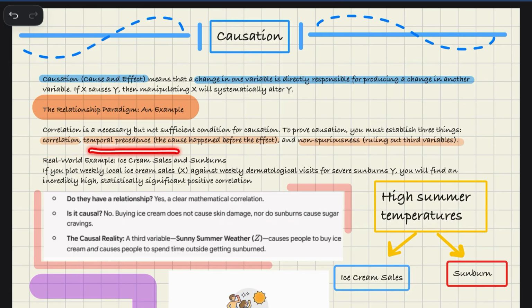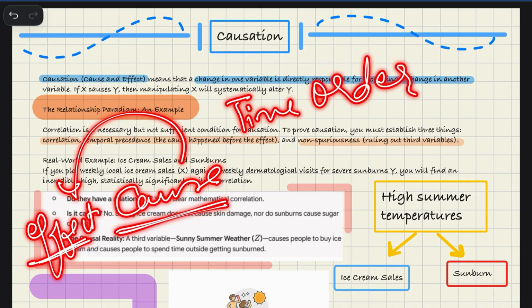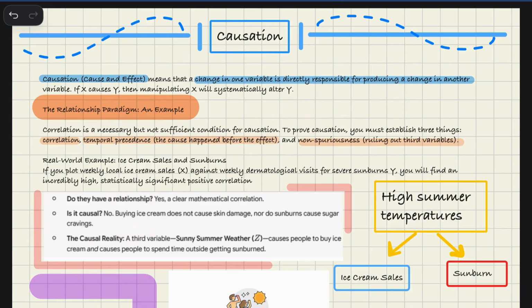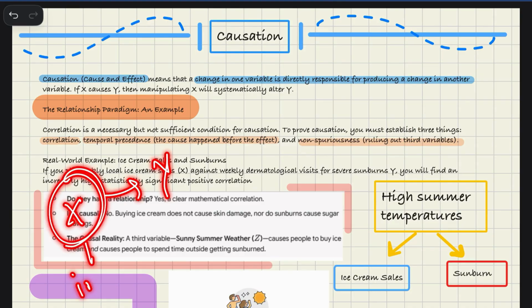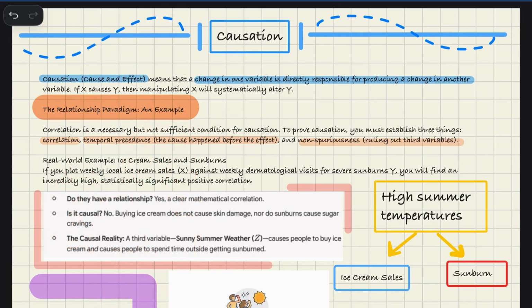Then comes temporal precedence. This is a fancy phrase for a single logic rule: the cause must happen before the effect. Basically, it is a time order thing. The cause, the reason, should happen before the outcome. If you claim that X causes Y, then you must prove that X changed first in time, and then Y changed as the result of X. If Y changes before X occurs, your causal theory is completely dead.